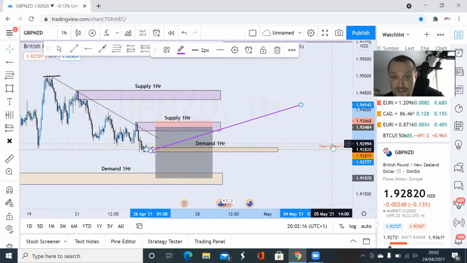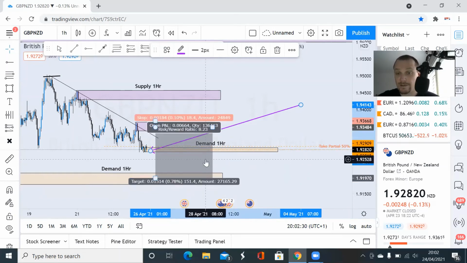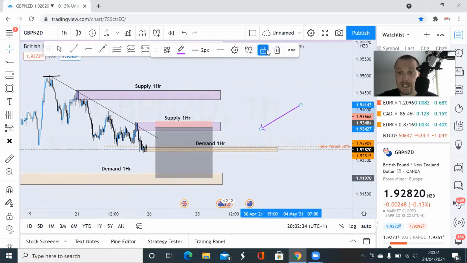So again, just leave it at break even. If it was to come back up and hit the break even, you've still taken half of your profits, okay? If it continued down, happy days, you've just hit that next structural point and you've bagged that 1 to 8, okay, guys?